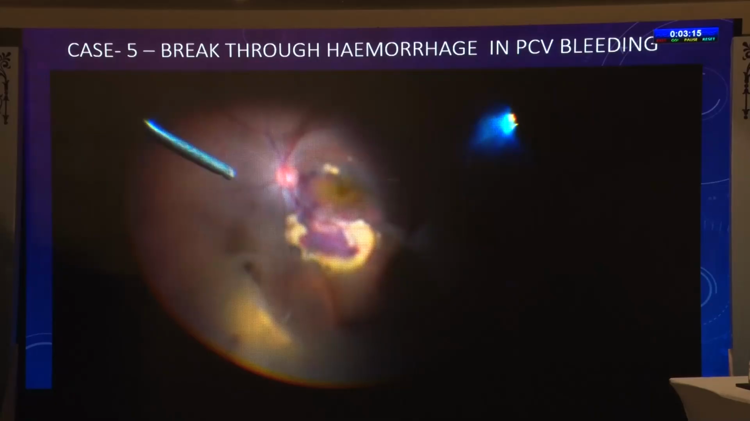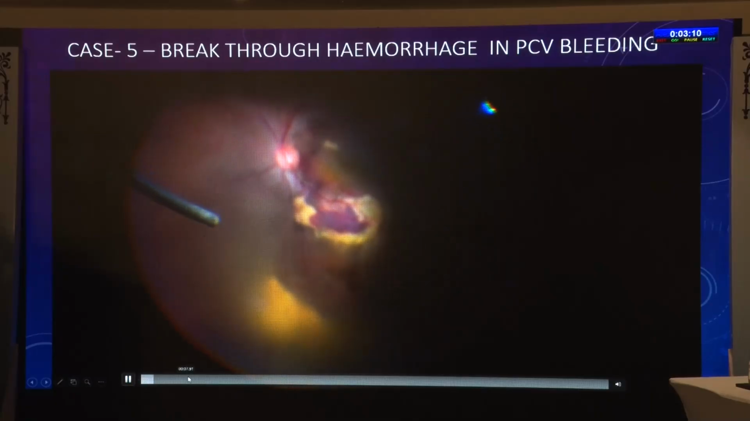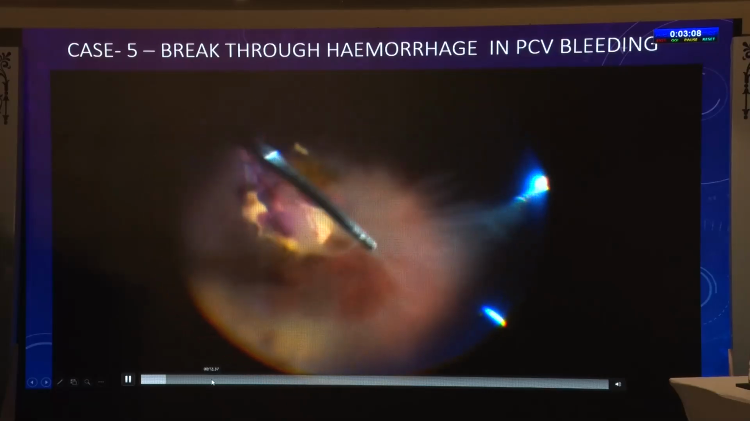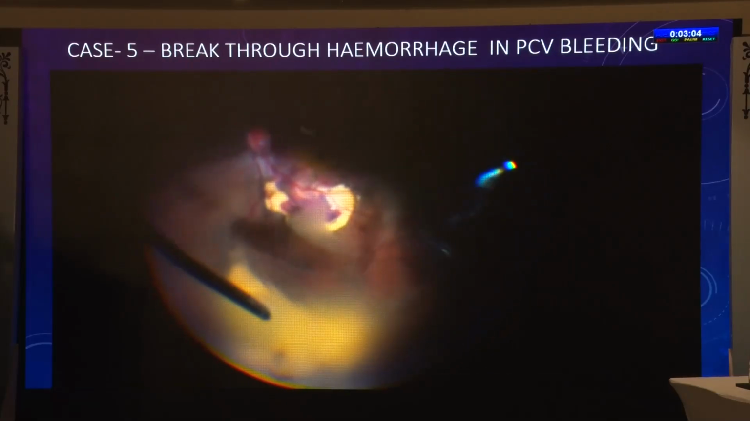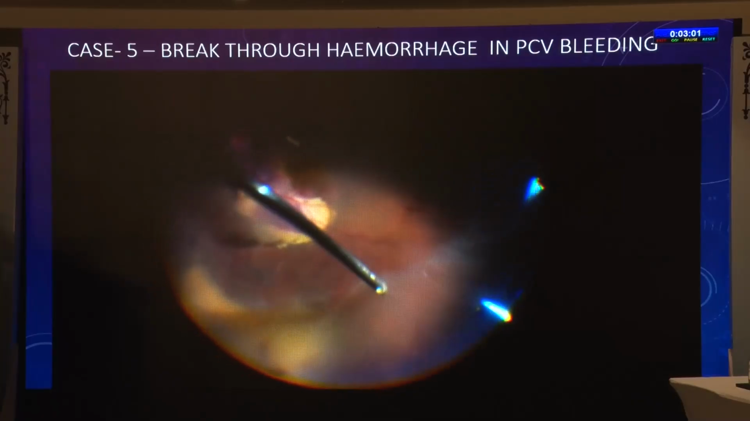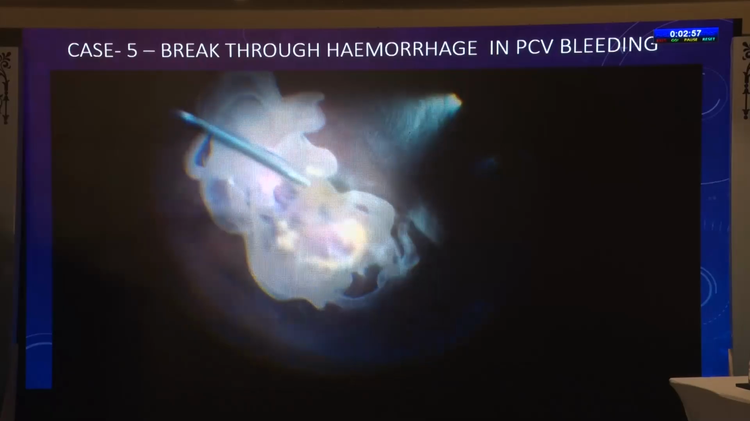Another indication: this was a breakthrough hemorrhage. After removing that clotted blood, we could see the subretinal hemorrhage was partially clotted as well. And after removing the entire bleeding, we had given subretinal rTPA.